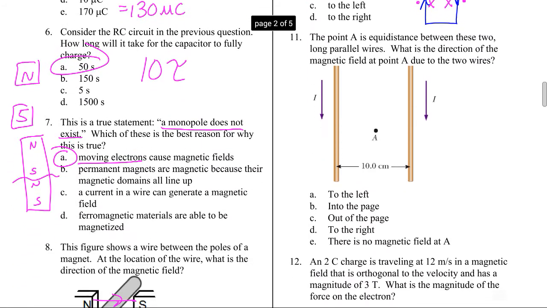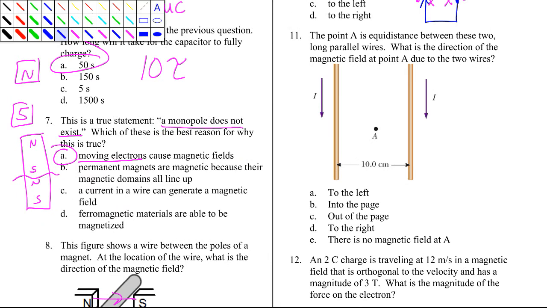This is very similar. I have a point that's equidistant between two long parallel wires. What is the direction of the magnetic field at point A due to the two wires? So here I'm going to have a magnetic field due to both wires because they have the same current and because I'm the same distance from both. The magnitude of those magnetic fields are going to be the same. Two magnetic fields with magnitudes the same.